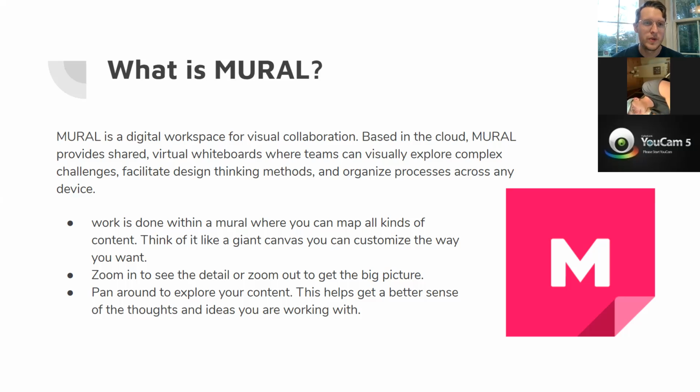So in our bullet points, we have work is done within a mural, where you can map all kinds of content. Think of it like a giant canvas where you can customize anything the way you want. Zoom in to see detail, or zoom out to get the big picture. You can zoom in on specific content, or you can zoom out and look at what everybody's posted, or you can pan around to explore your content. This helps get a better sense of the thoughts and ideas you're working with.